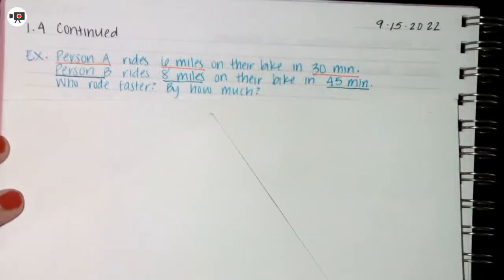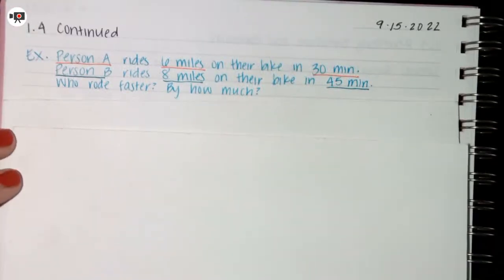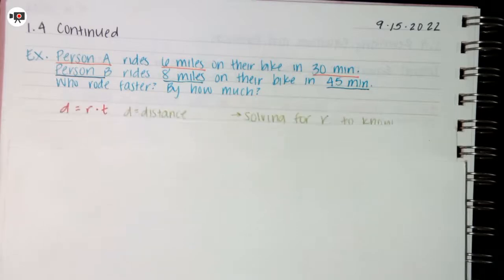Alright, continuing 1.4, we have person A rides 6 miles on their bike in 30 minutes, and person B rides 8 miles on their bike in 45 minutes. Who rode faster, and by how much?